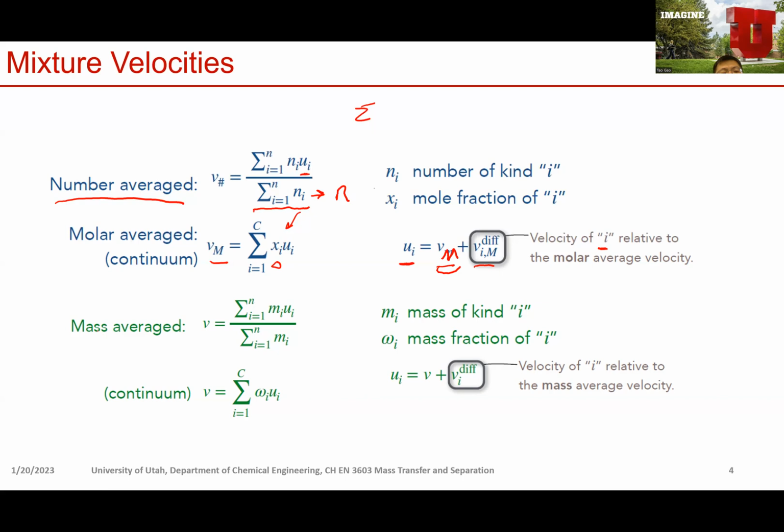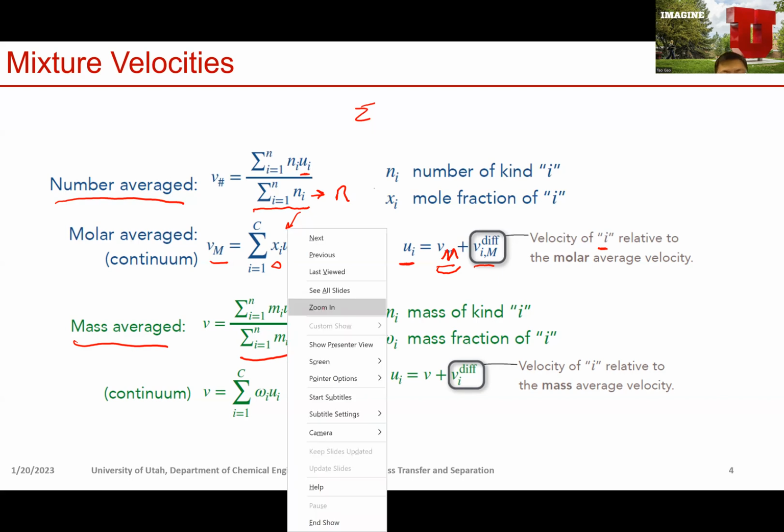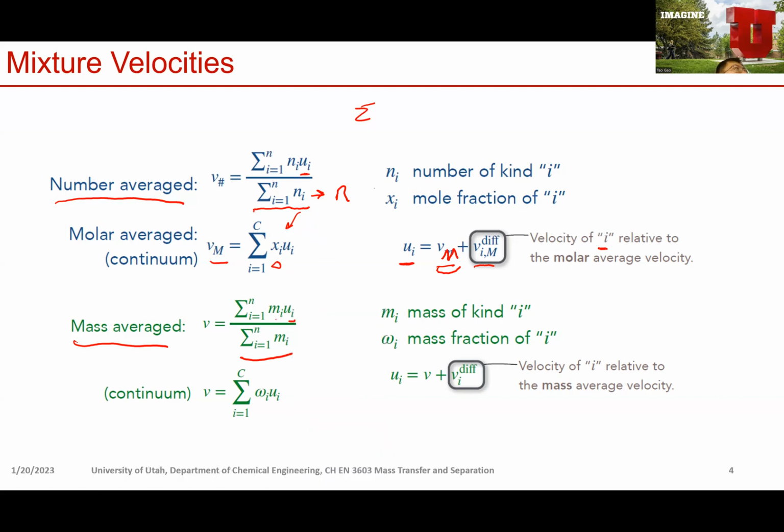So in this case, we can do a mass average. Similarly, you can compute the total mass. Then we can weight the velocity of species i by its weight. Okay, then do this at continuum scale, and this equation just reduces to this, where omega is the weight fraction.